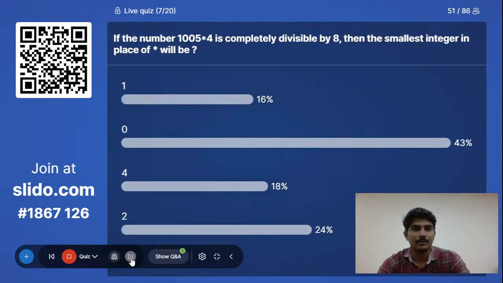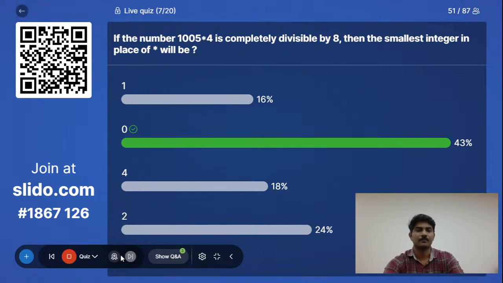I received that 16% of students chose option 1, 43% of students chose option B, 18% of the students chose option 4, and 24% of the students chose option 4. Let's see the correct answer for this seventh question. Those who marked the answer as 0, that is 43%, answered the question correctly, and they are in the picture. And let's see who will be on the leaderboard.